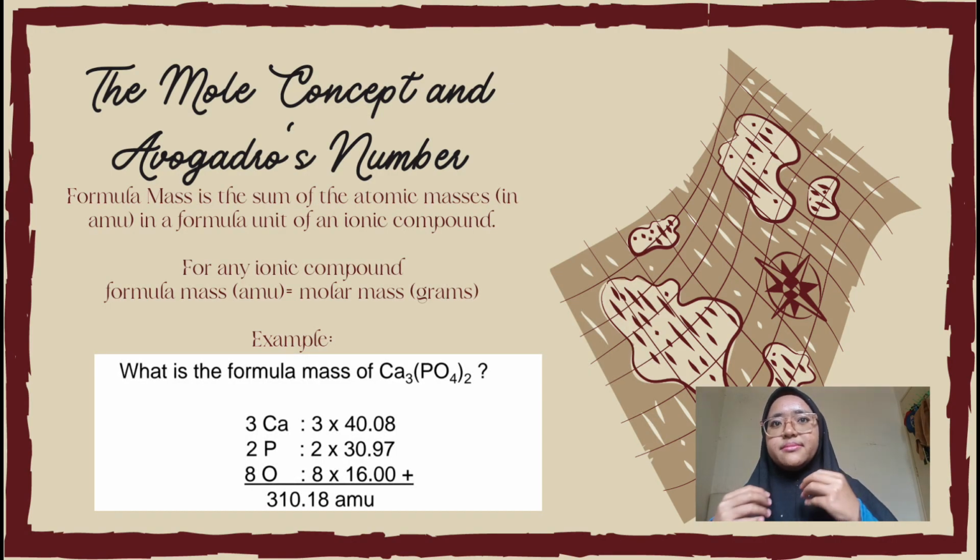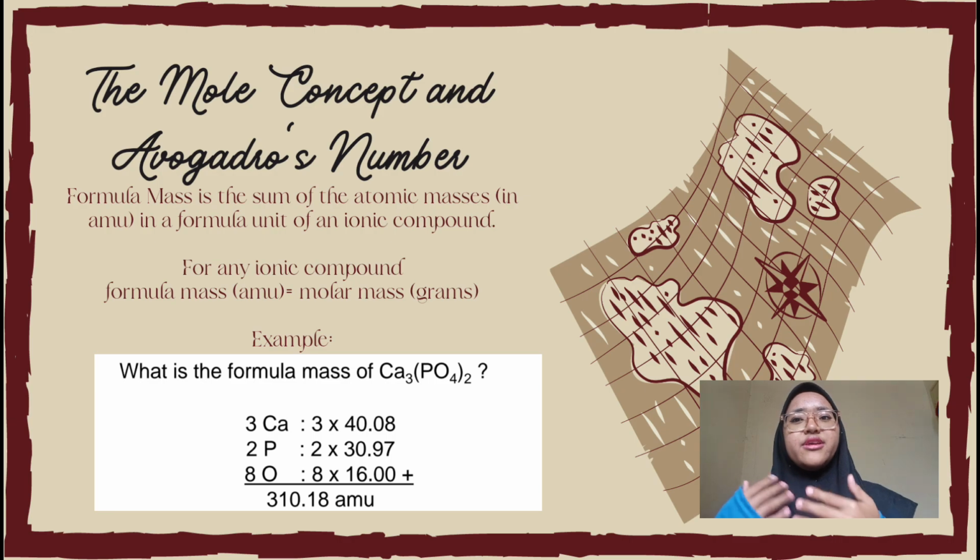Okay, then is formula mass. Formula mass is the sum of the atomic masses in the formula unit of an ionic compound. For any ionic compound, formula mass equals molar mass. Okay, so for the example, what is the formula mass of calcium phosphate? So how do we find the formula mass? It's easy. We just multiply the number of atoms with the atomic mass of the element, such as calcium 3 multiplied by 40.08, phosphorus 2 multiplied by 30.97, oxygen 8 multiplied by 16.00.